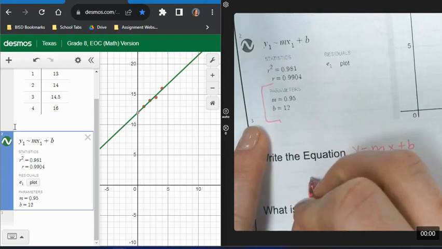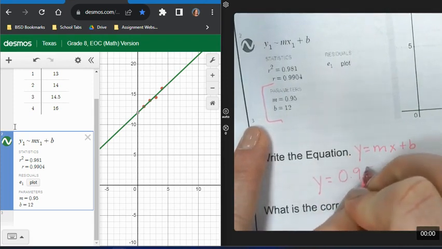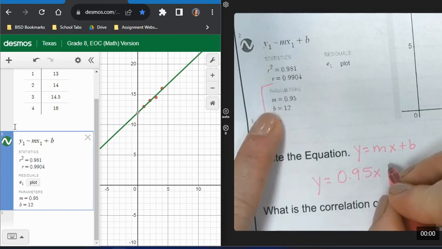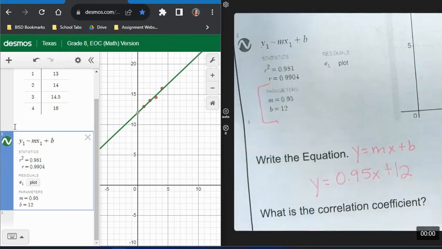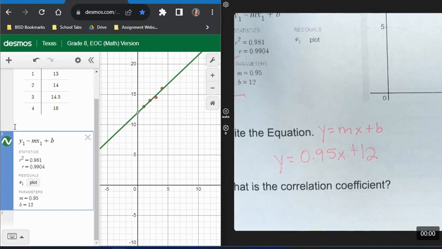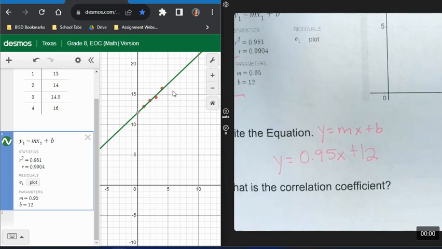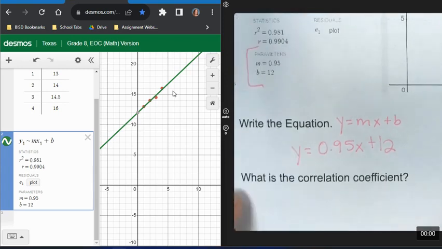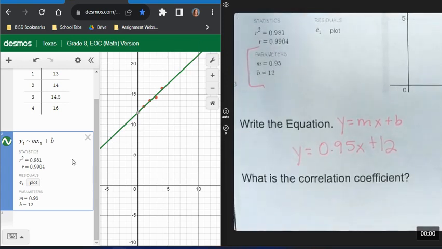So we can write our equation y equals 0.95x plus 12. So that's the equation for the line of best fit. See how this line goes pretty close through the scatter plot? It already graphs it. See how if you take it off or click it on, it gives you that line of best fit. Okay.